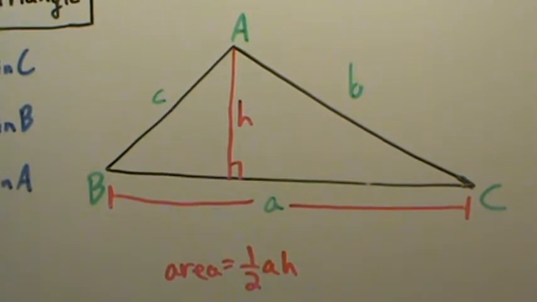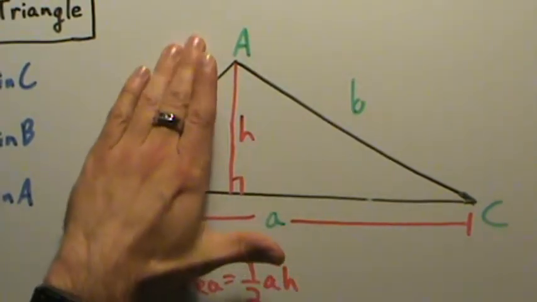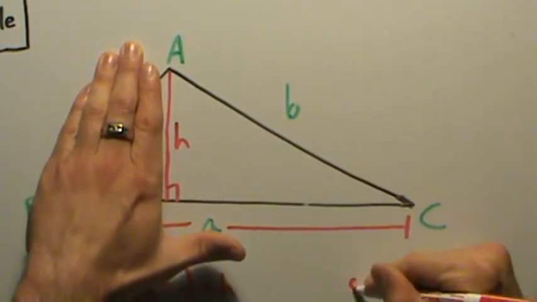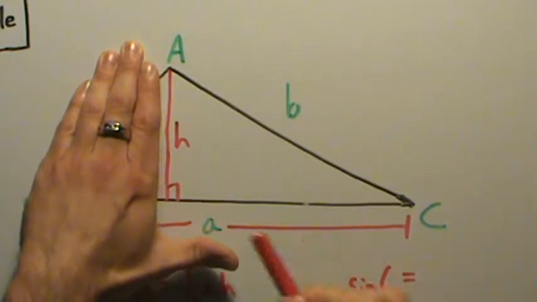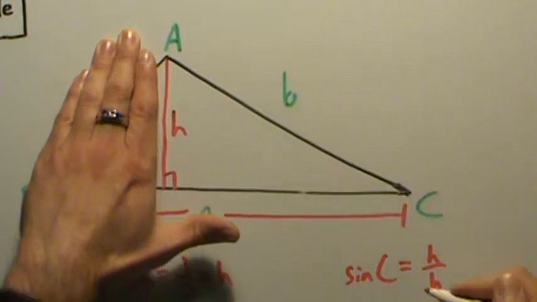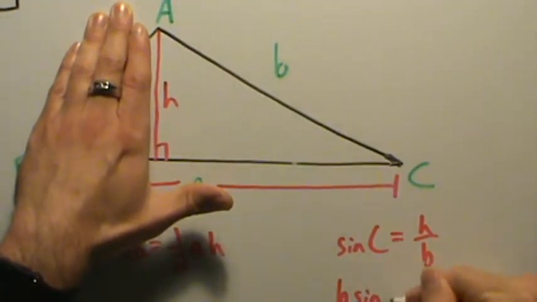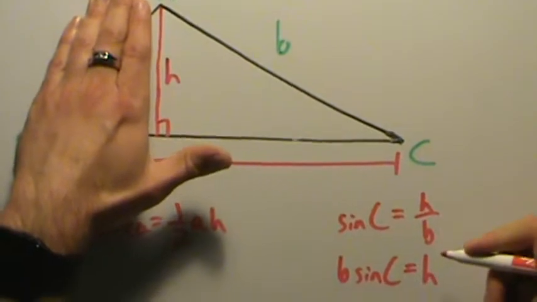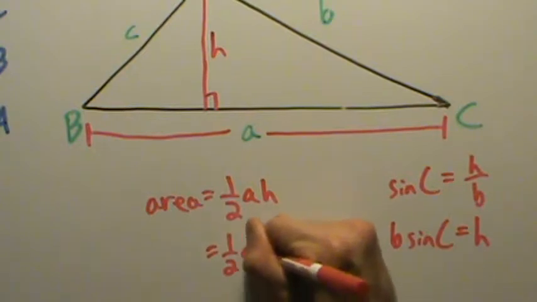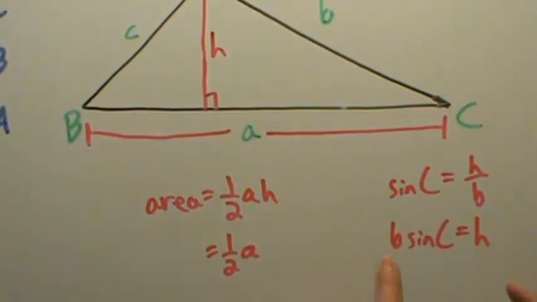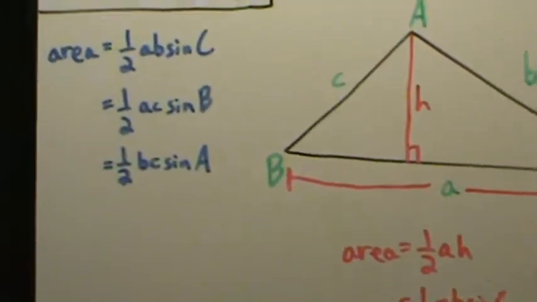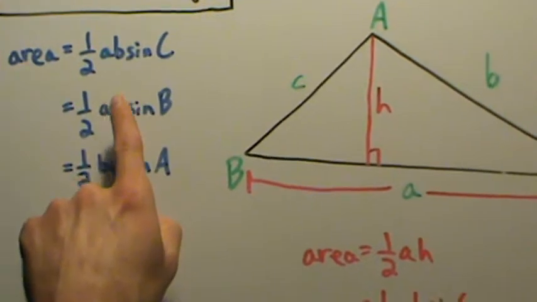So now what we want to do is cover this triangle up and look over here. If we look at this right triangle, what's the sine of capital C? It's opposite over hypotenuse, H over little b. So multiply both sides by little b, and we get little b sine big C equals H. Take this, stick it up into here, and we get 1/2 A H, but H is B sine C, so this becomes 1/2 A B sine C. Okay, and that establishes the first formula for obtuse triangles.